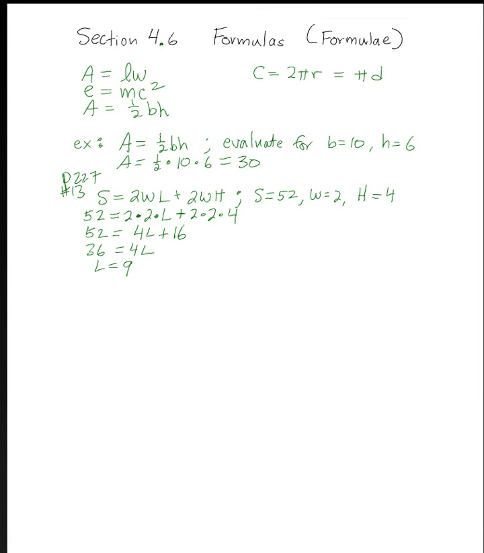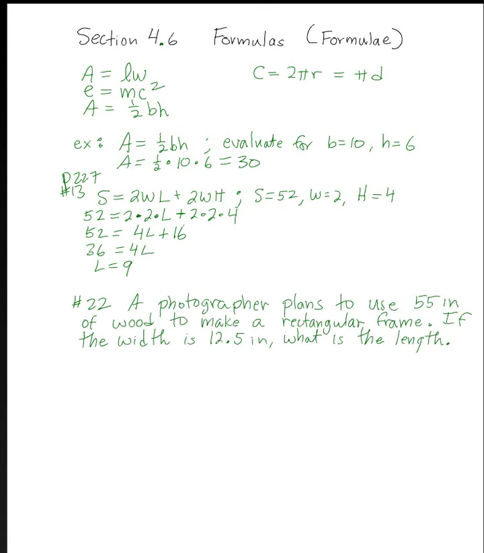All right, I'm going to stick on page 227 here and take a look at number 22. It says, a photographer plans to use 55 inches of wood to make a rectangular frame. If the width is 12.5 inches, what is the length? Well, what you need to recognize here, we're building a frame. It's rectangular, and we're using 55 inches. That 55 inches is something we would call the perimeter.